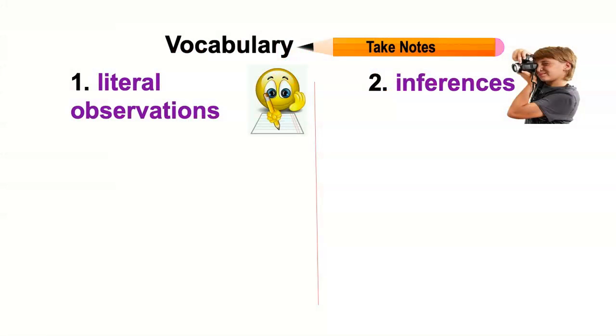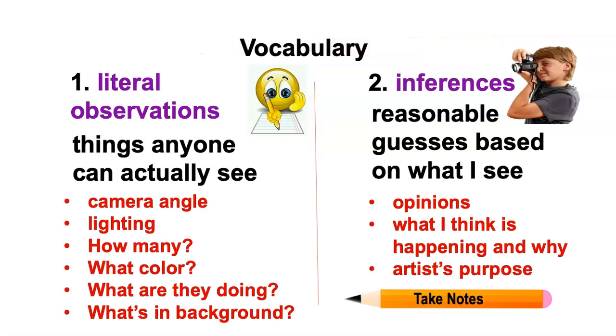Let's continue taking a few notes. There are two types of descriptive words you can use. The first kind refers to literal observations, and the other involves inferencing. The literal observations are things that anyone can actually see in the picture. This includes camera angle and lighting.